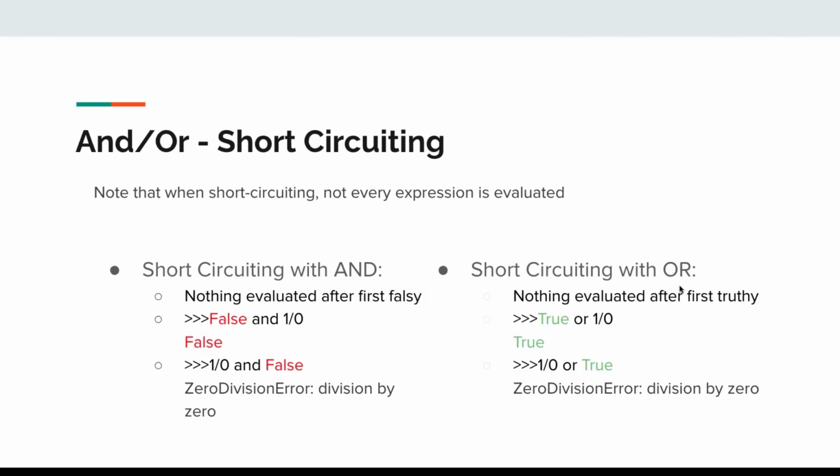For short circuiting with or, nothing is evaluated after the first truthy value. So if we have true or 1 divided by 0, we will return true because we short circuit after the true and we don't evaluate anything else after the or. Similarly, if we have 1 divided by 0 or true, then this will return a division by 0 error because we have 1 divided by 0, which causes the error, and we don't evaluate anything else after that.